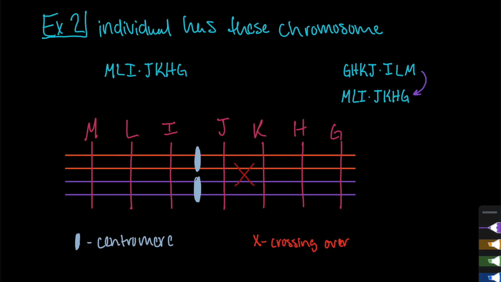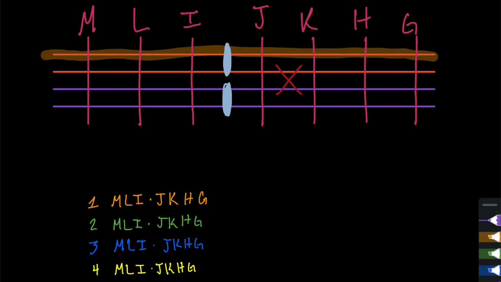Next, we will examine individual 2. Individual 2 has the 2 sets of chromosomes down below. As you can see, they're identical and they line up together. Highlighted in orange is the first chromatid that would be produced from these set of chromosomes. It is a non-recombinant chromosome.